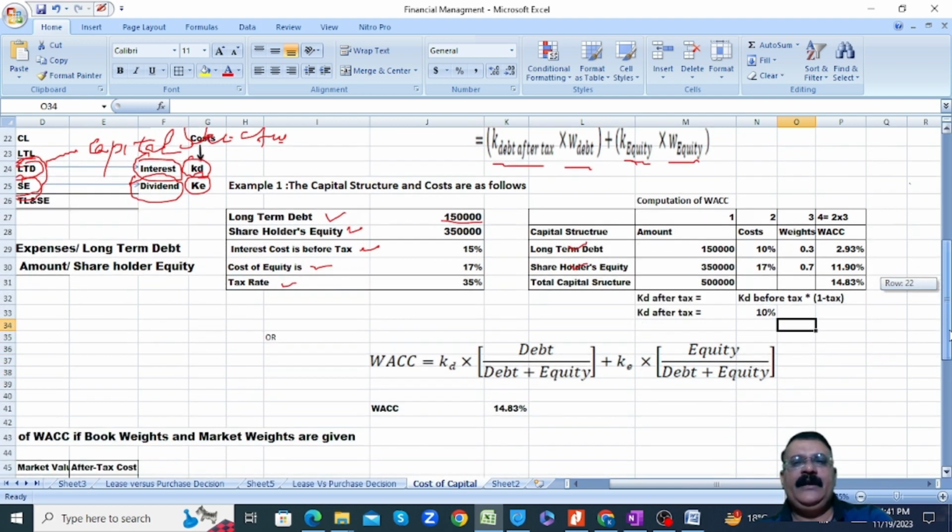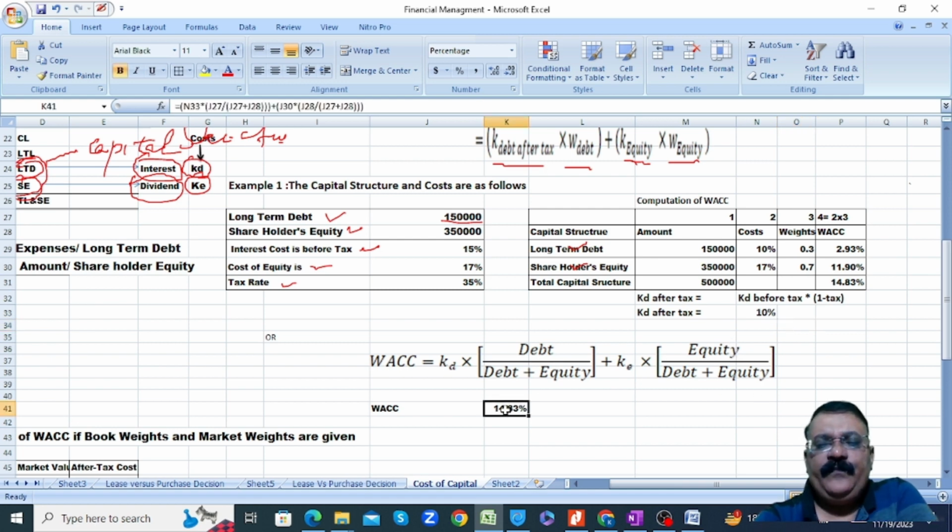14.83%. Now if students are reluctant to compute the cost of capital through a table, they can directly compute the weighted average cost of capital by using cost of debt after tax multiplied by debt over debt plus equity, plus cost of equity multiplied by equity over debt plus equity.